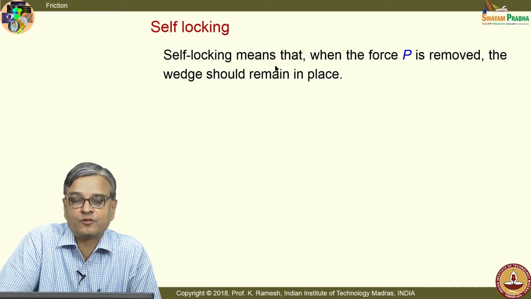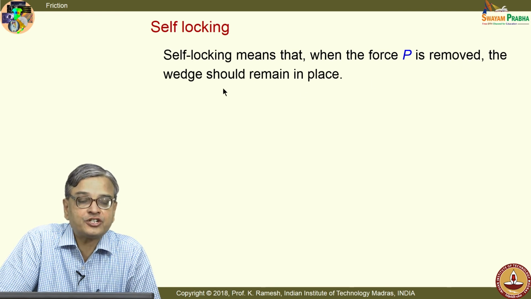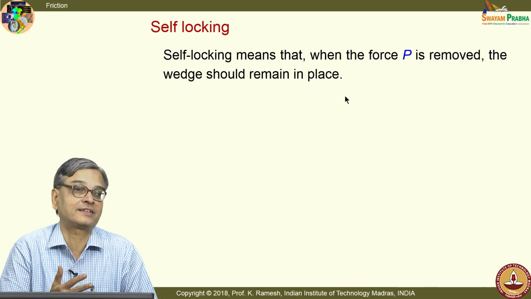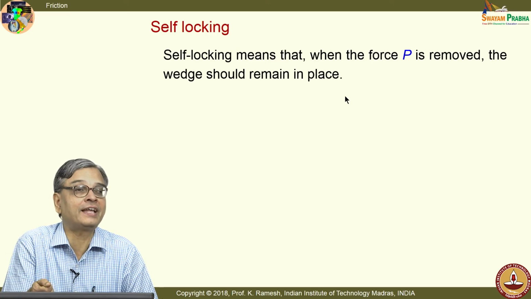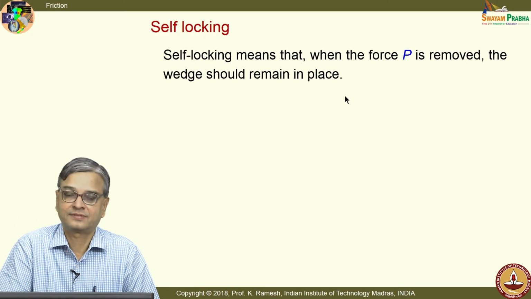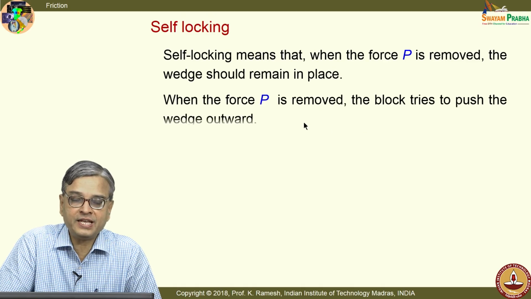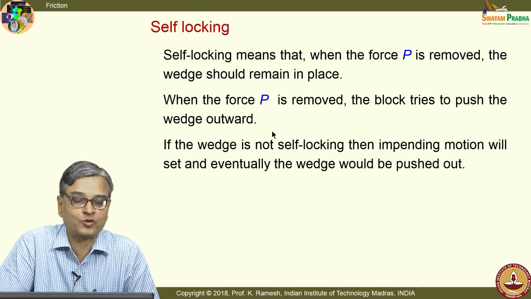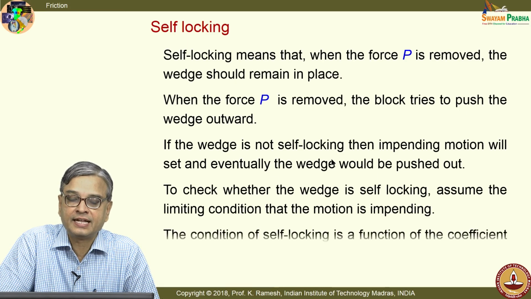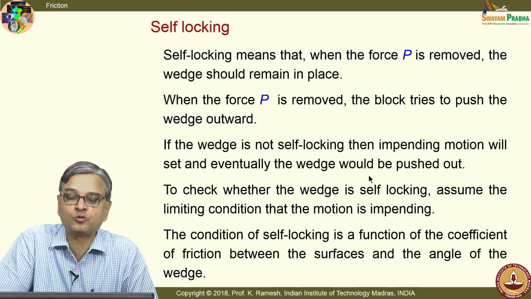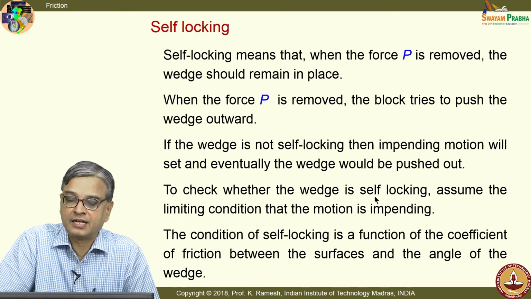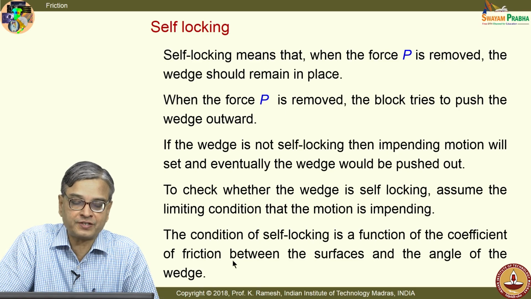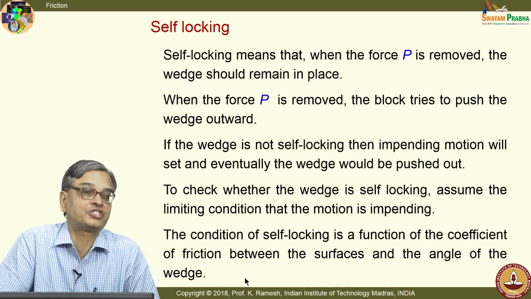Fine. Now let us look at what is self-locking. Self-locking means that when the force P is removed, the wedge should remain in place. It's a desirable aspect. This is the way we want the system to behave. I do not need to keep the force applying. I just hit the wedge and leave it at that. Okay. When the force P is removed, the block tries to push the wedge outward. If the wedge is not self-locking, then impending motion will set and eventually the wedge would be pushed out, which is not desirable. To check whether the wedge is self-locking, assume the limiting condition that the motion is impending. The condition of self-locking is a function of the coefficient of friction between the surfaces and the angle of the wedge. So, it is a desirable property.